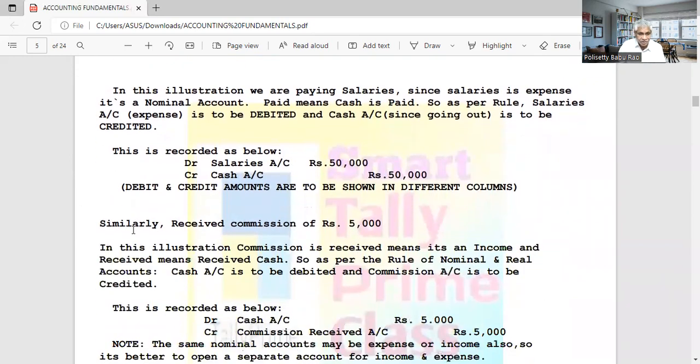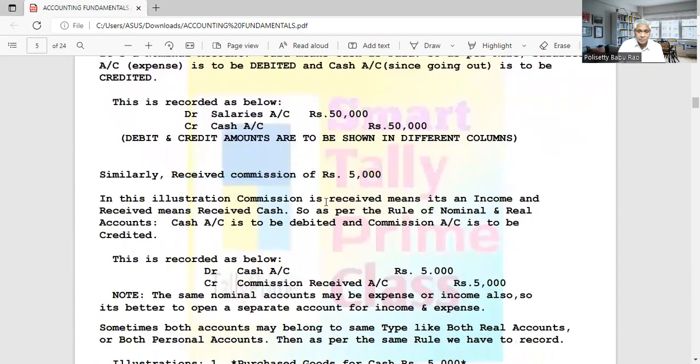Next, another one I tell you. Another example: received commission 5,000. In this case also, received means what you receive? Cash only. So what are the two accounts here? One is cash, another one is commission, but here commission means commission received. So one nominal account and one real account. In this case, commission received means it is income. So received means received cash only.